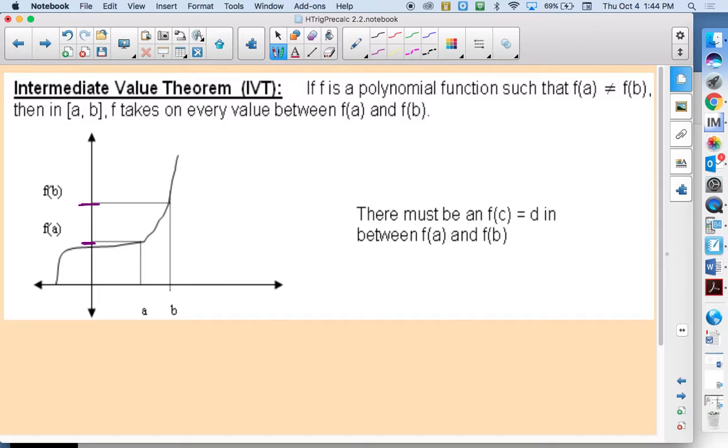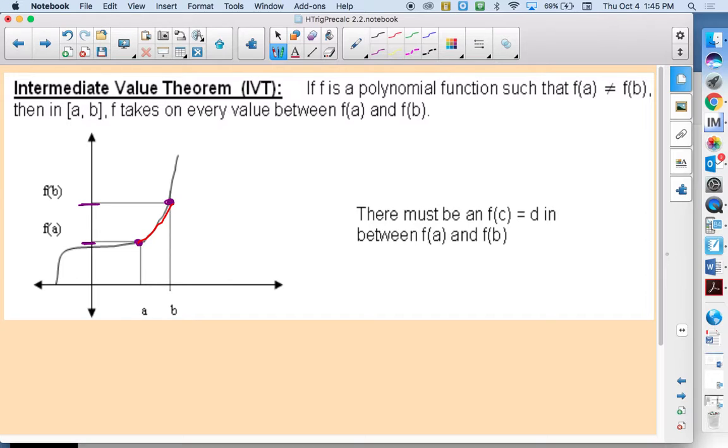Then in the interval a to b, I have an x value of a and another x value of b to match up with those y values. Every value in between f of a and f of b has to exist. That's the definition of a polynomial. Essentially, some math guy came up with the intermediate value theorem. But all this is saying is if you pick 2 points, in between those 2 points there is going to be at least 1 point in the middle.